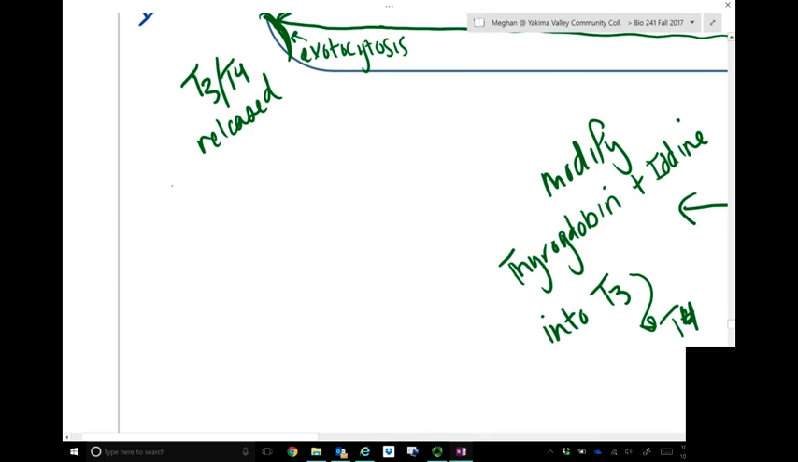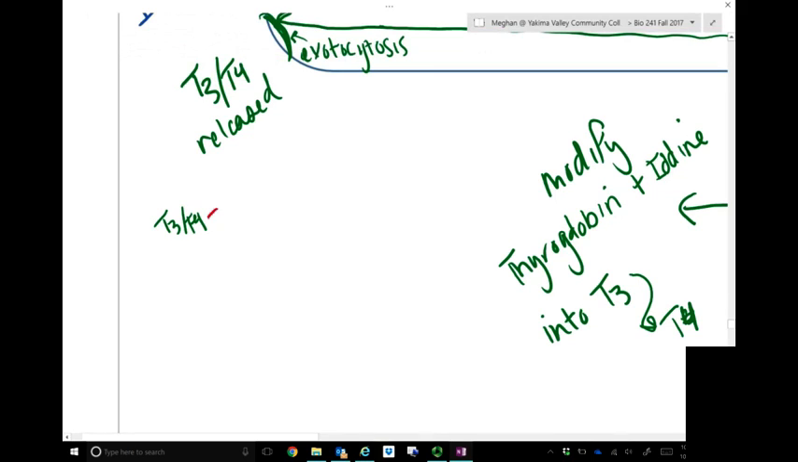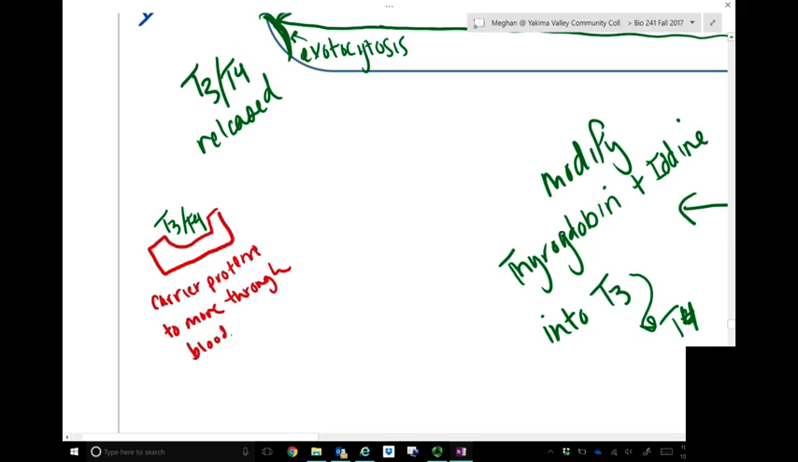And now, because we've got this T3, T4 with some polar regions, some non-polar regions, it couldn't diffuse out because of the polar regions, but it also can't make it through the bloodstream because of the non-polar regions, so it needs a carrier. So there's going to be a carrier protein to move through blood to the tissues.